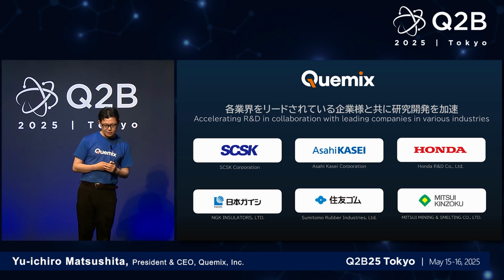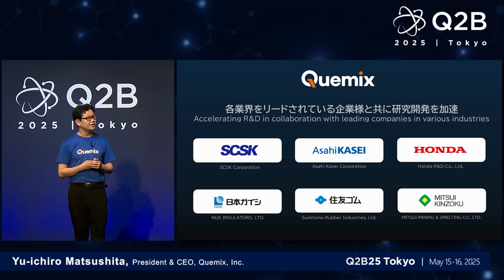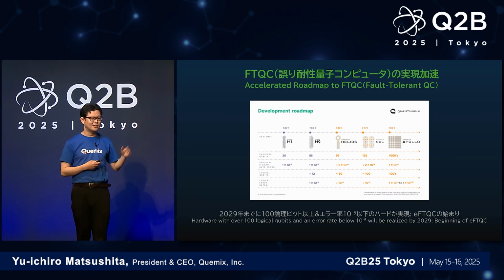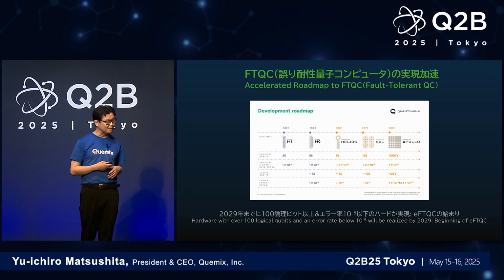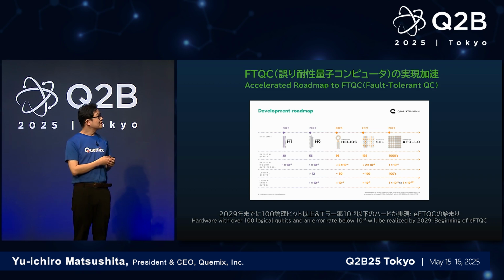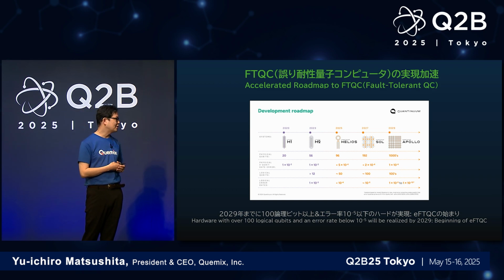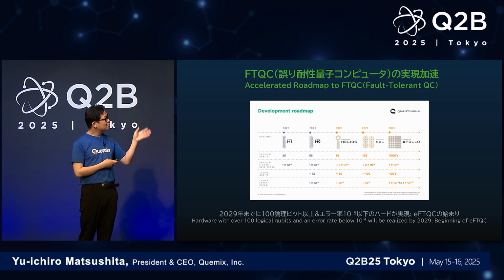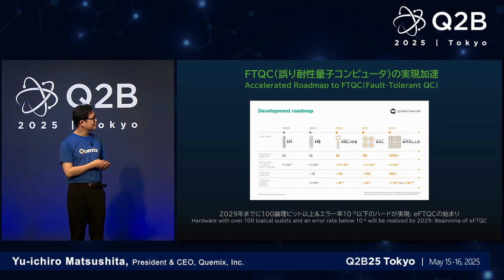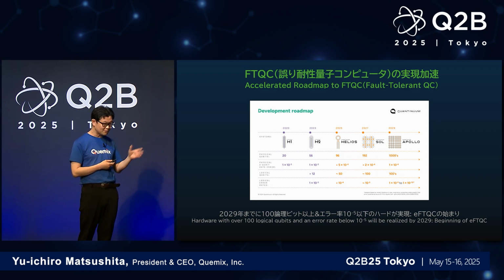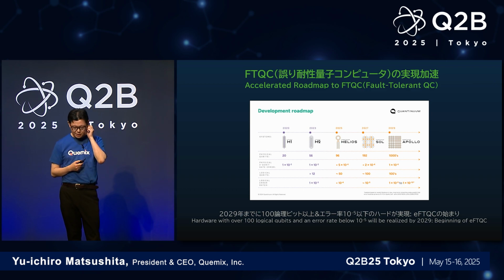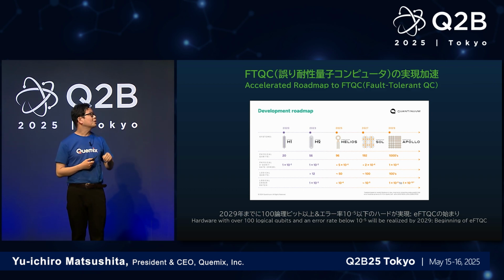Now, I would like to talk about the results of our activities at Qemix, but before I do that, let me share with you a different slide, which is this one. This is the roadmap of Quantinuum about their hardware. The reason why we're showing this slide is that you see the word error rate. So I would like to base our talk on this error rate here.